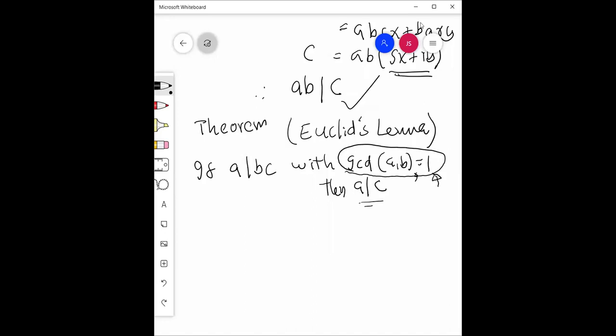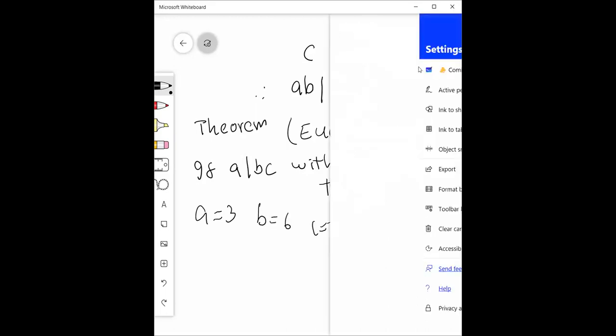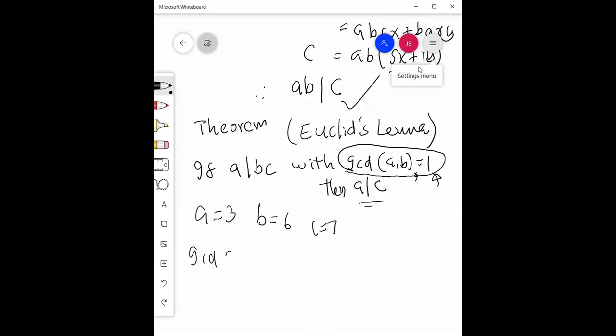Of course, you can find some integers which violate the condition that GCD of A and B is equal to 1, but still satisfy this one. I'm asking for... okay, A equals 3, B equals 6, C equals 7. Yeah, let's try this one. A equals 3, B equals 6, C equals 7. You can see that then GCD of A and B doesn't equal 1, right?